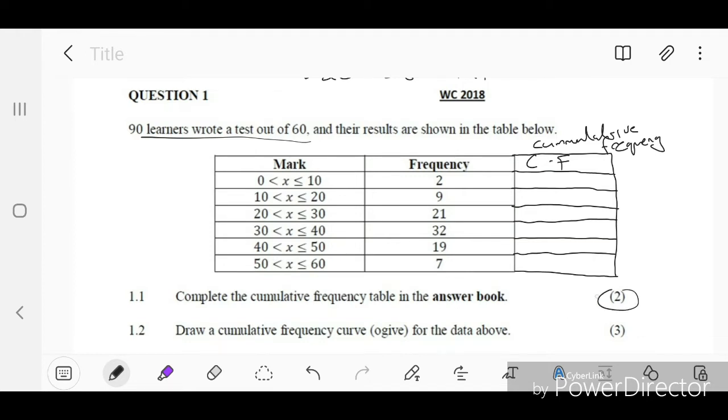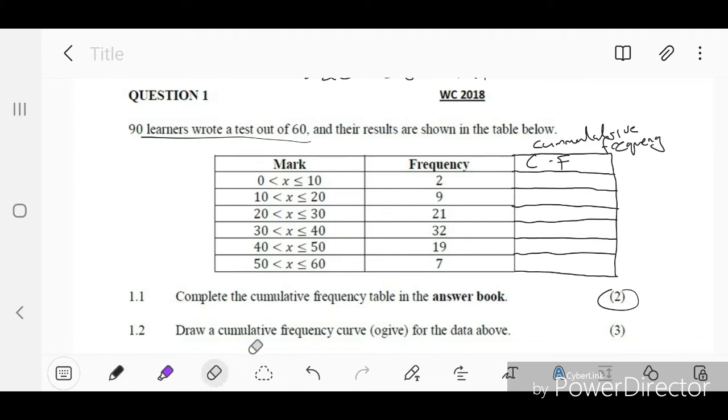So the first question is 2 marks. They say complete the cumulative frequency table. So usually this one I just do it. They'll give it to you to say, complete the cumulative frequency. So this is the interval. There are 2 learners who got between 0 and 10. So we don't know their actual marks. What we know is that they got between 0 and 10. Maybe one learner could have gotten 1, another learner a 9. But as long as the marks are between 0 and 10, there are 9 learners who got between 10 and 20. There are 19 learners who got 40 to 50.